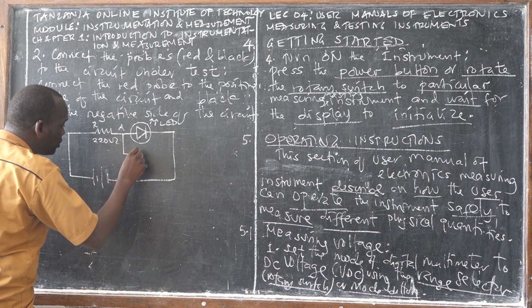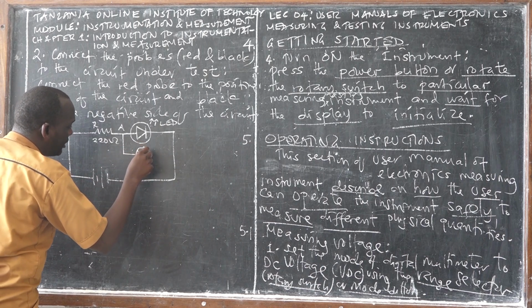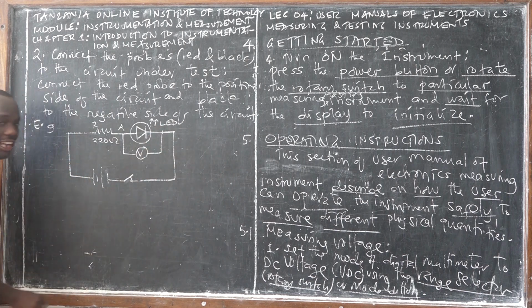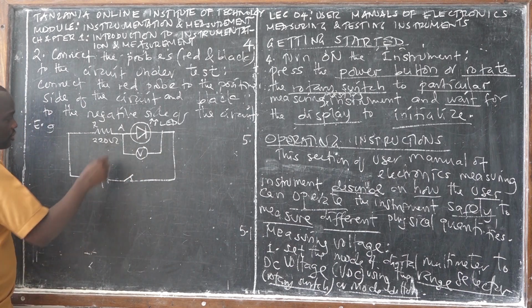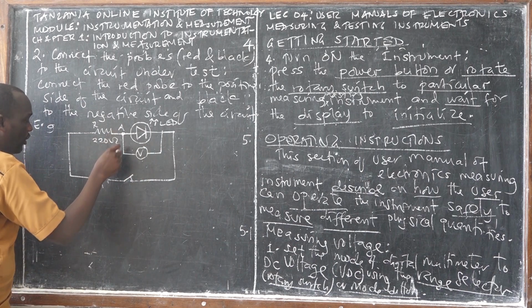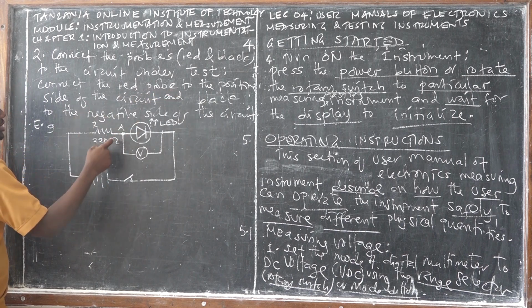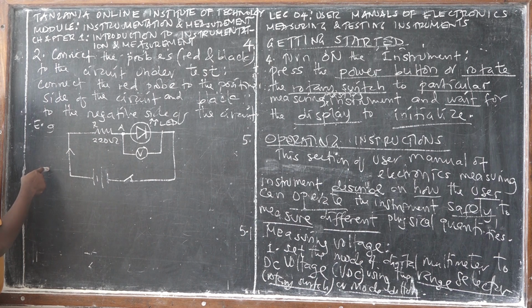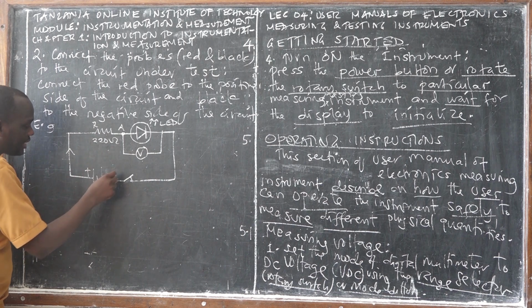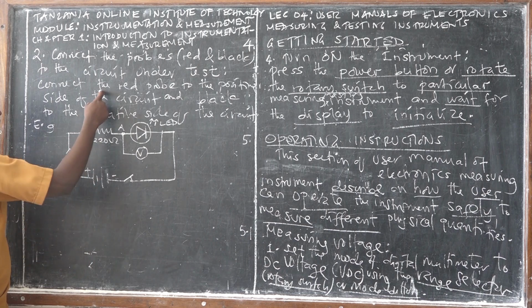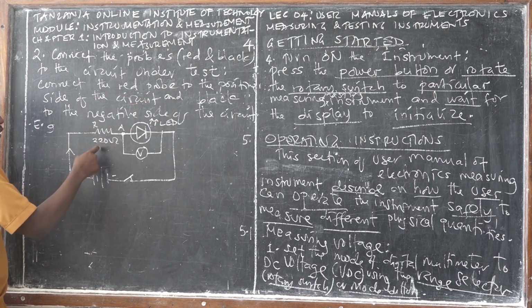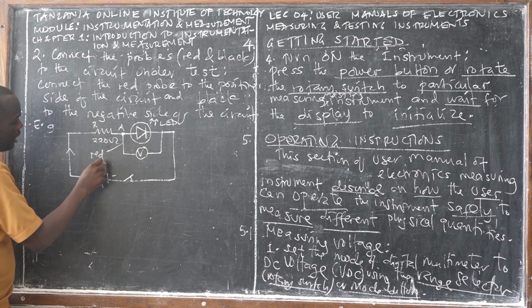So actually, we used to write it this way. If you want just to draw, this is the DC voltmeter connected. So actually, we will be connecting the red probe to the positive side. This is the positive side of this circuit. Look on the blackboard. And this is the negative side of this circuit. So connect the red probe to the positive side of the circuit, because the circuit is DC. So this is the red probe.